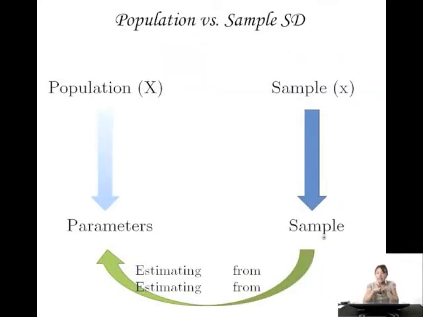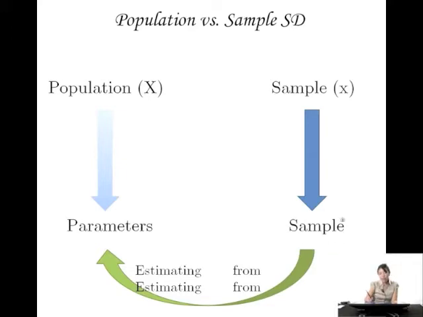All right, now let's talk about the difference between population standard deviation and sample standard deviation. Now, we always want to make inferences from the sample to the population. That's what we really would like to do. And our sample distribution is denoted by lowercase x. Our population distribution is denoted by uppercase X.